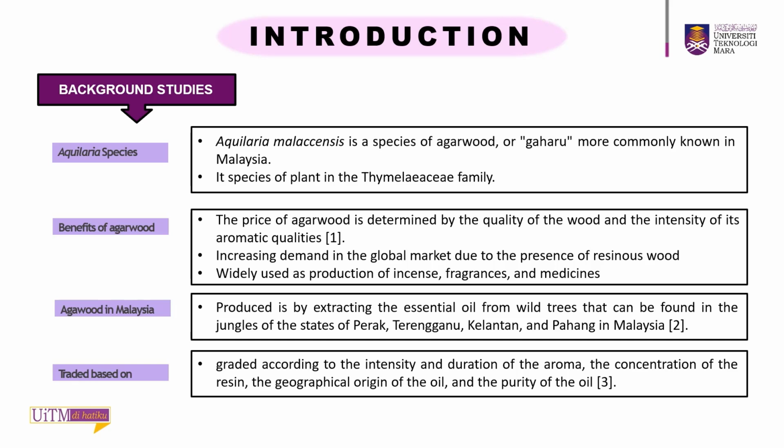Alright, next, I would like to introduce the background studies, which consists of Aquilaria species, a species of agarwood, or known as gaharu in Malaysia. It is a species of plant in the Thymelaeaceae family. The price of agarwood is determined by the quality of the wood and the intensity of its aromatic qualities. In Malaysia, agarwood can be found in the jungles of the states of Perak, Terengganu, Kelantan, and Pahang. It is traded based on the duration of the aroma, the concentration of the resin, the geographical origin of the oil, and the purity of the oil.